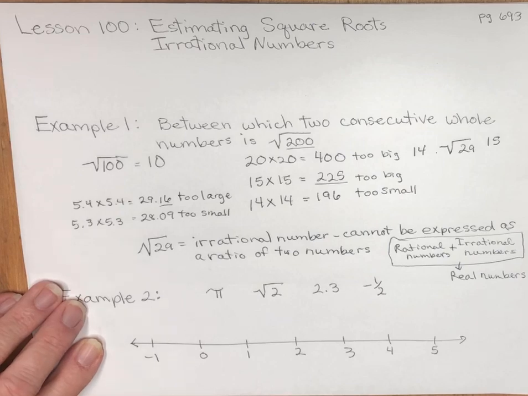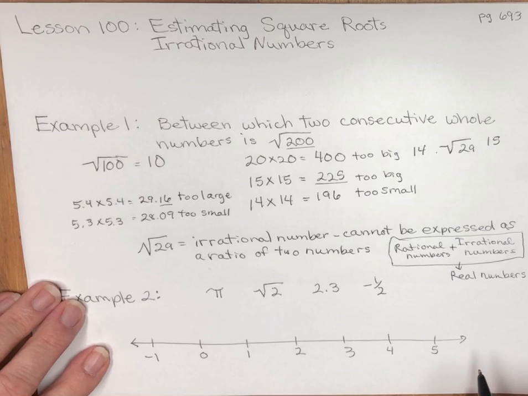So now we go to example 2 here. You're going to draw a number line and show the approximate location of the points representing the following real numbers, and then describe each number as rational or irrational. Okay, I already drew my number line, so it'd be nice and neat.